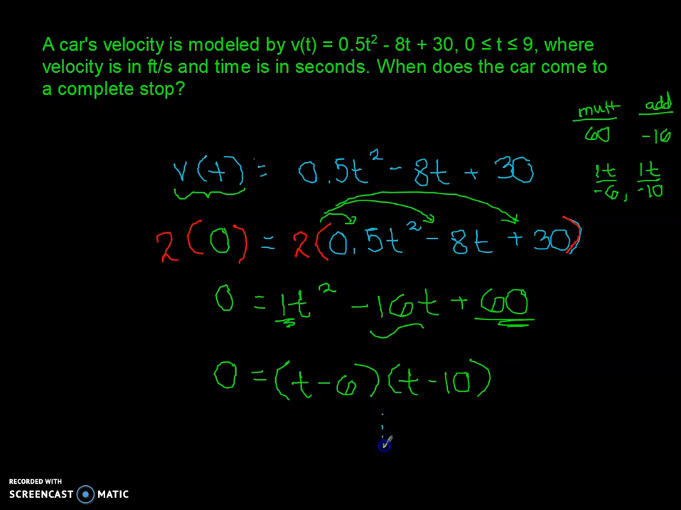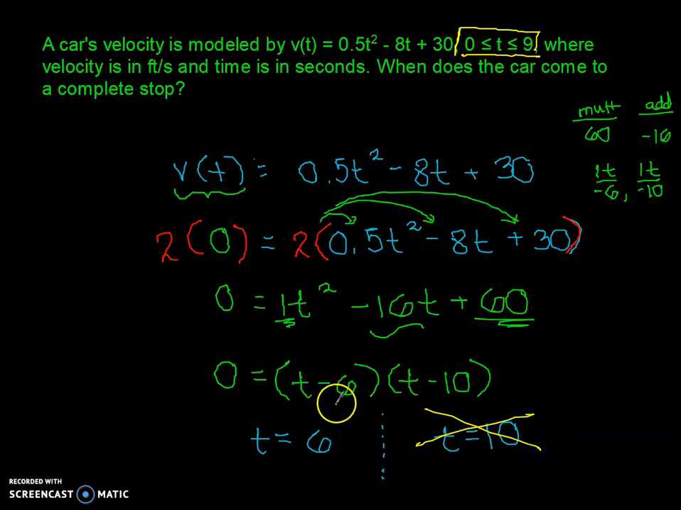We've got it factored. We're going to solve for the time it takes in order for the car to come to a stop and the velocity to be 0. And we have t equals 6 and t equals 10. So if you note, there were conditions given. T will be restricted from 0 to 9. So that's gone. So the time it takes for the velocity to be 0, the y value here is 0, for it to come to a complete stop for the car, it would take 6 seconds.